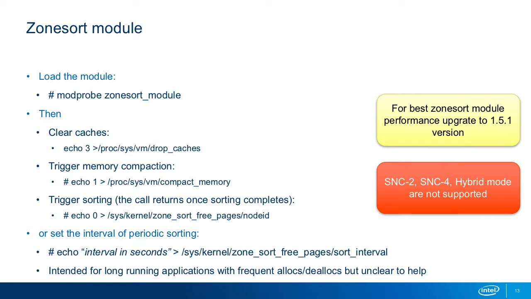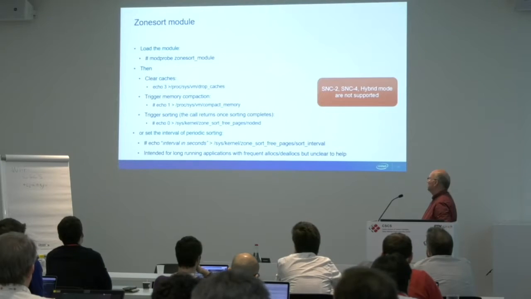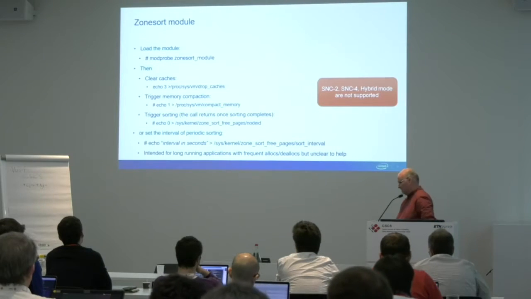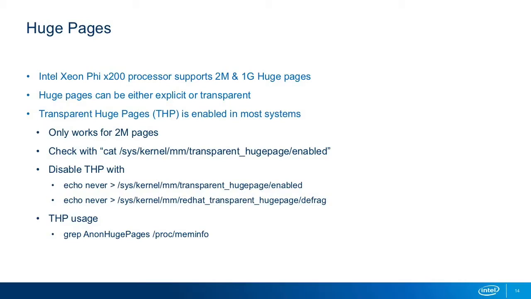The zone sort module, it should also be part of the XPPSL, and you can load it. Then you can, what Hans was also talking about before, clear caches and trigger memory compaction. So this tries to optimize the memory layout for your program. And as I said before, this is quite an advanced way of improving these dynamically linked executables.